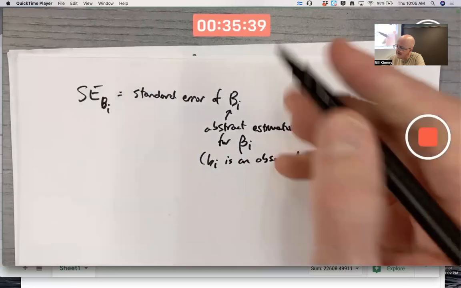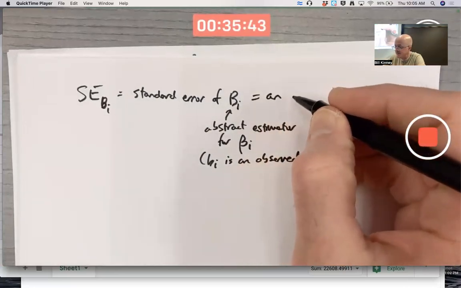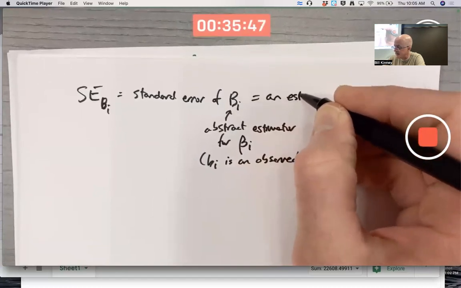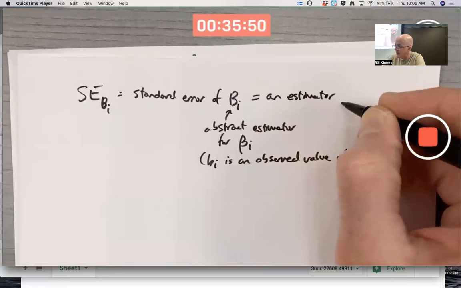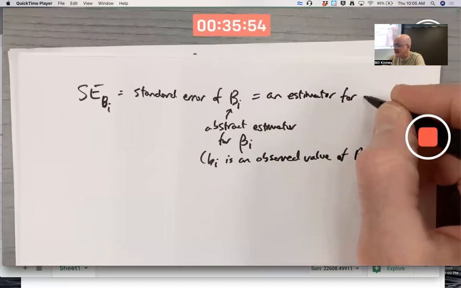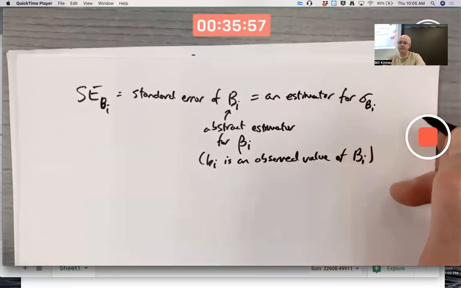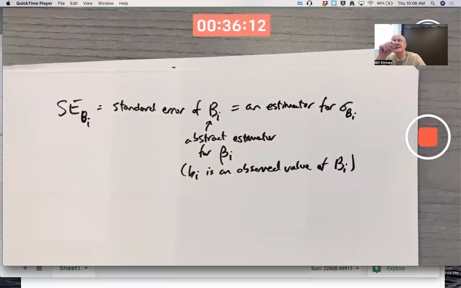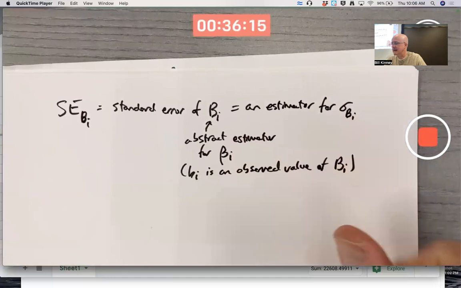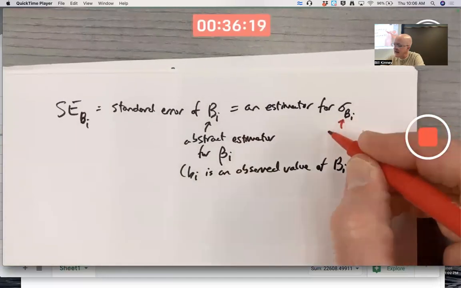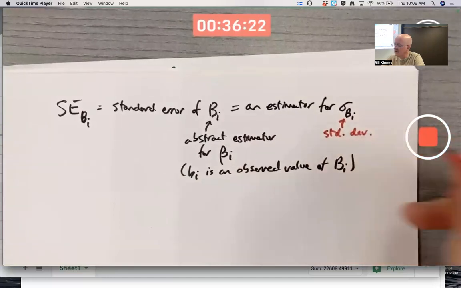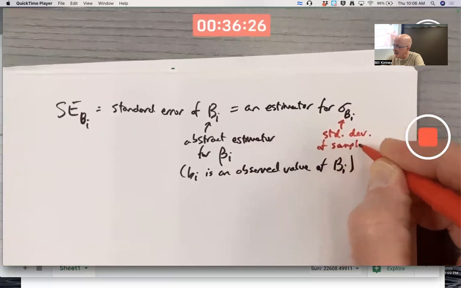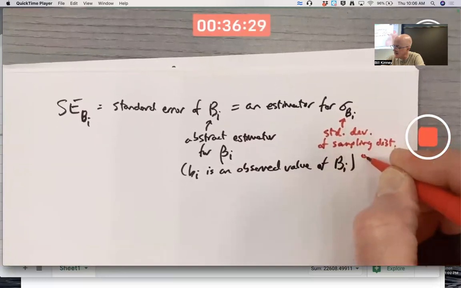It's an estimate. You could call it an estimator in the abstract, an estimator for what you could label, say, sigma sub B sub i. Not the same as sigma in the model. The model had an assumed variance of the errors, the capital E sub i's. This is not the square root of that. It's sigma sub B sub i. It's the standard deviation of the sampling distribution of B sub i.